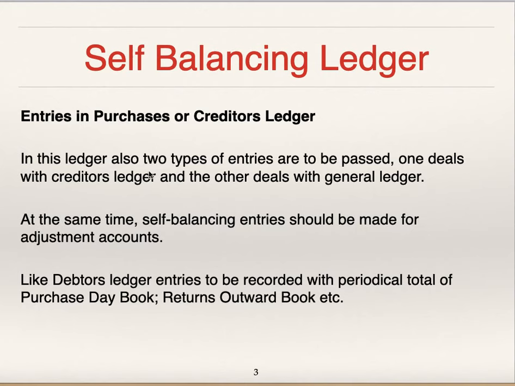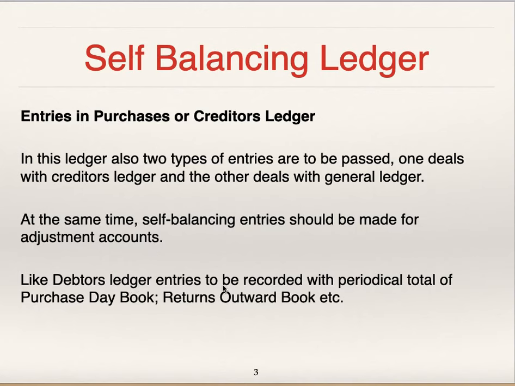In this ledger, two types of entries are to be passed. One deals with creditors ledger and other deals with general ledger. At the same time, self-balancing entries should be made for adjustment account. For recording self-balancing entries, you will have only two accounts: creditors ledger adjustment account and general ledger adjustment account. Creditors ledger adjustment account is opened in general ledger and general ledger adjustment account is opened in creditors ledger.